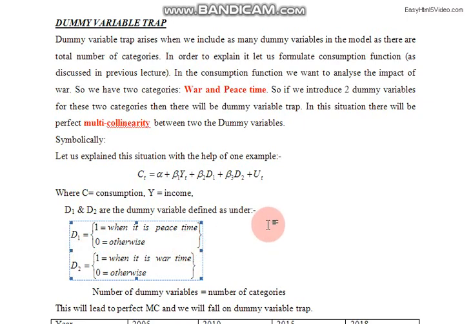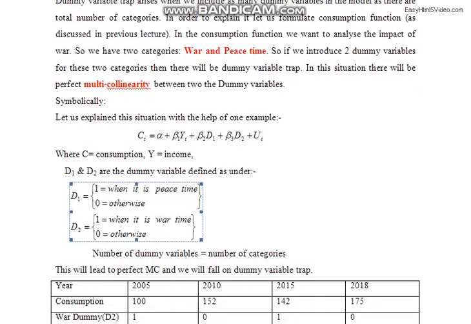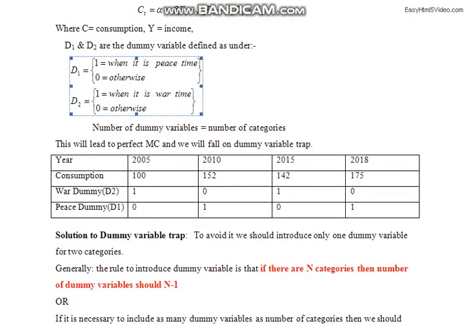So basically there were two categories, peace and war, and we have included two dummy variables for peace and war, D1 and D2. So the number of dummy variables is equal to the number of categories. This will lead to perfect multicollinearity between D1 and D2, and this will be a dummy variable trap.